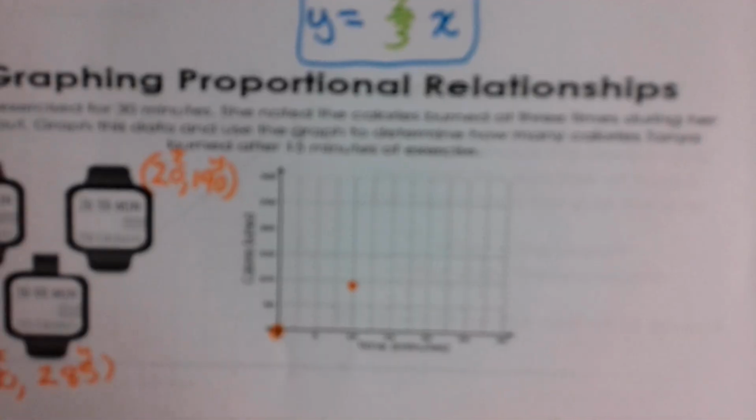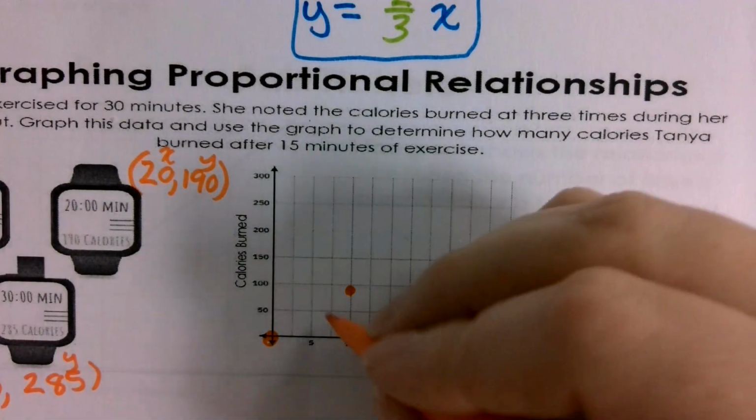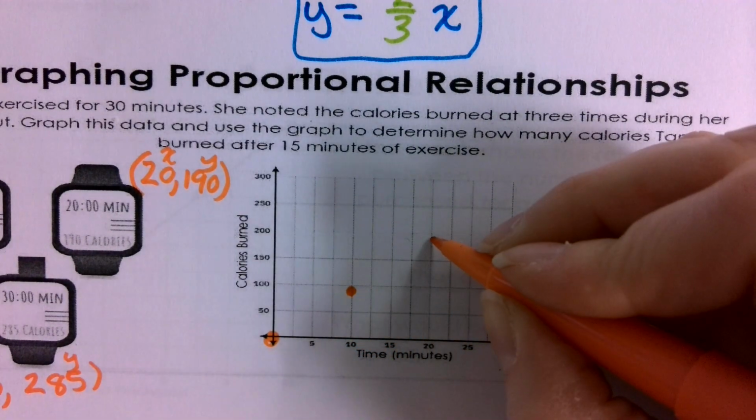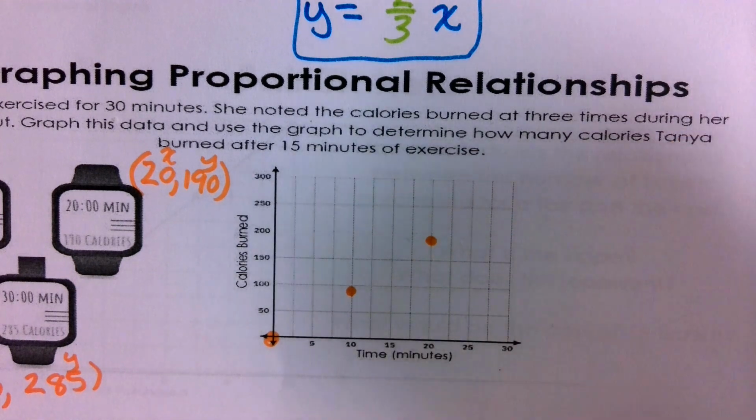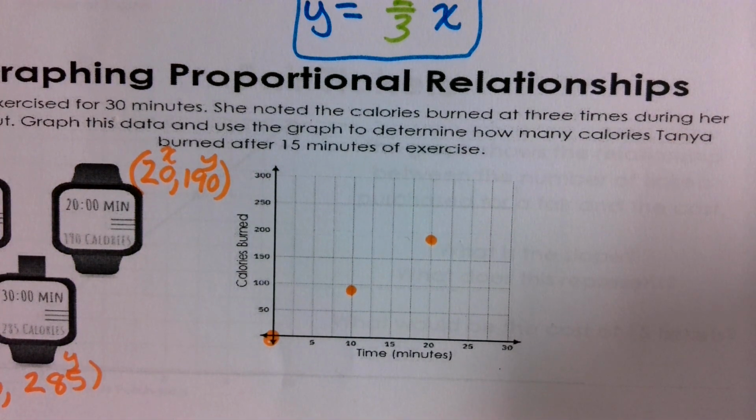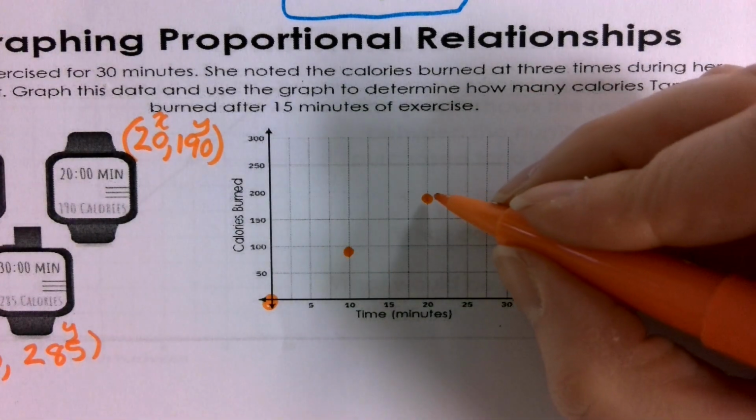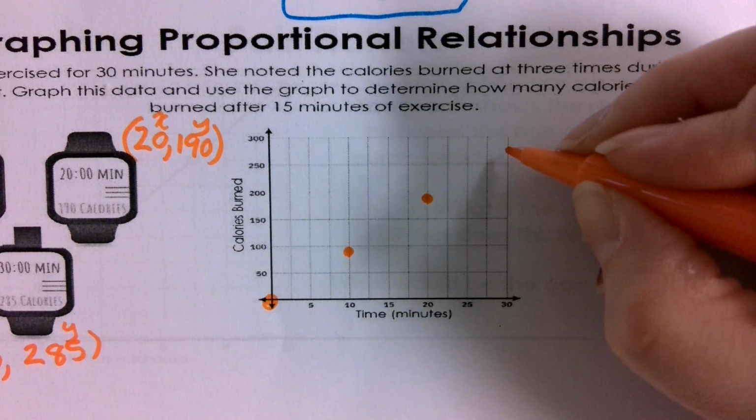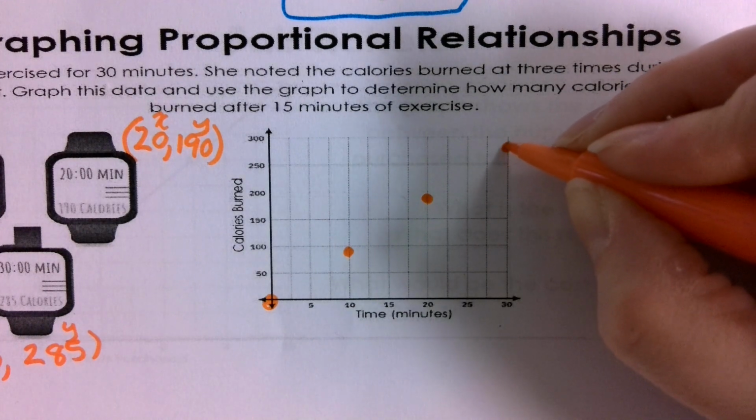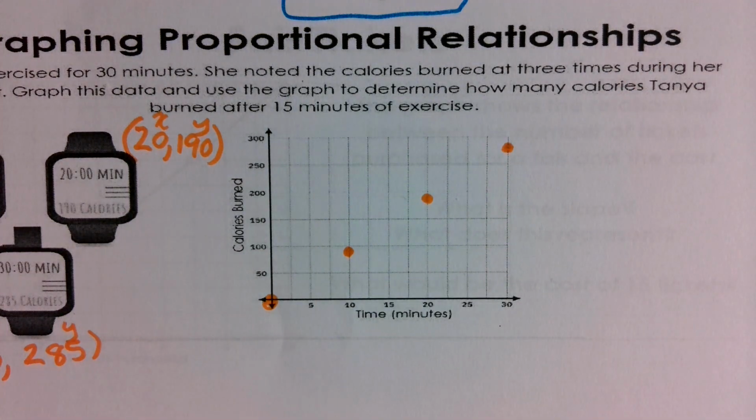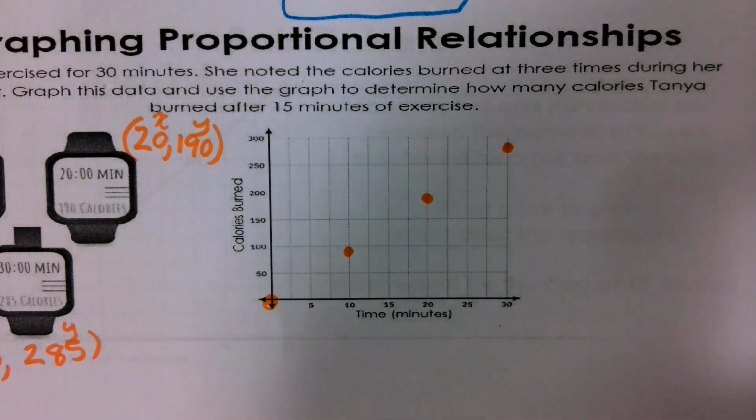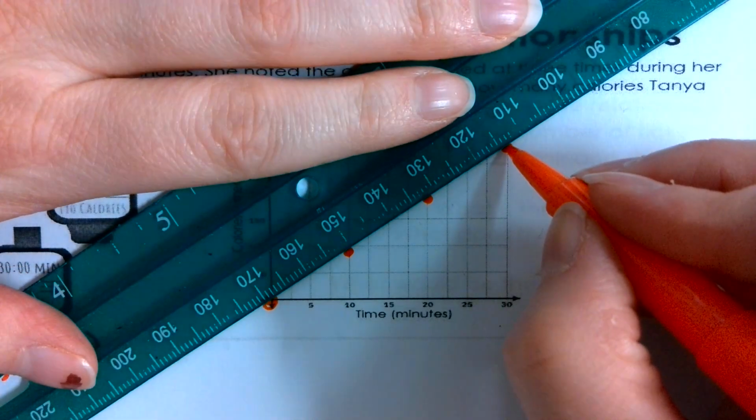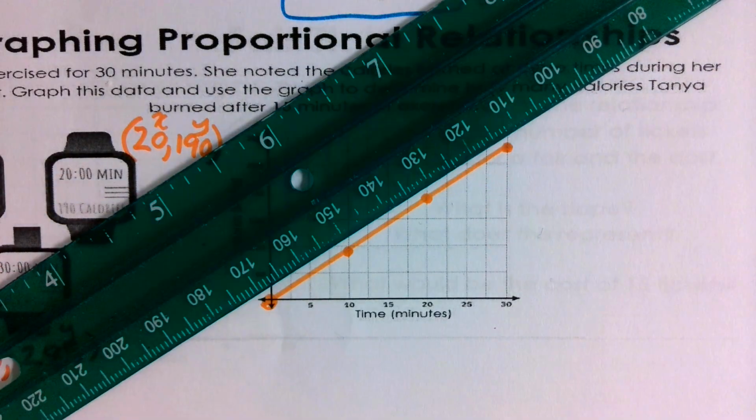Okay, then I'm going to graph the next point, which is that 20, 190. So I go to the right to 20 and then go up to 190. Again, pretty close to that 200 mark. And then we're going to go over to where 30 is for the minutes, and go up to around where 285 would be, a little bit above the halfway mark. And then we have got our graph. We can connect those points together, and it creates our line.